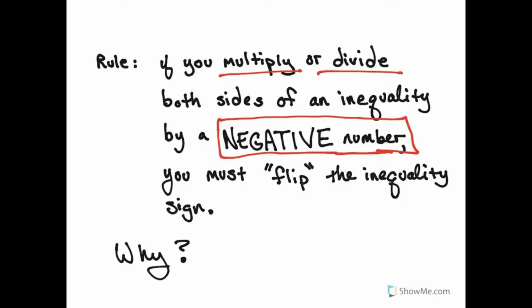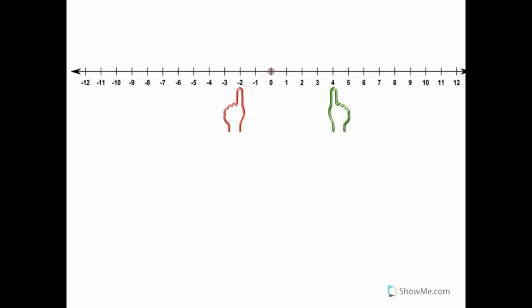Solving an inequality is almost like solving an equation, except for one rule. If you multiply or divide both sides of an inequality by a negative number, you have to flip the inequality sign. Why? Numbers to the left on the number line are less than numbers to the right.